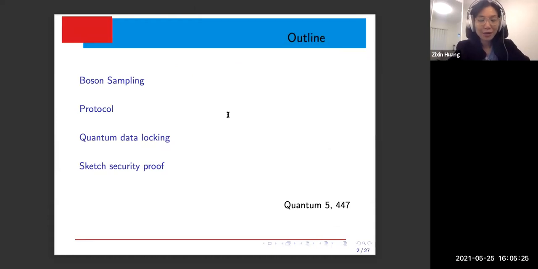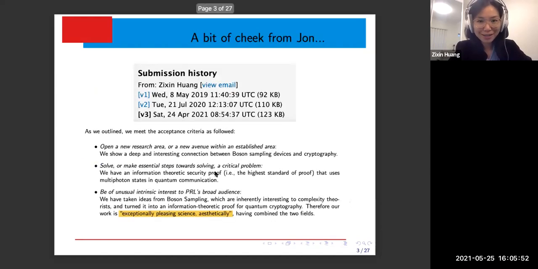So here is a roadmap for where we're going. I will first talk briefly about boson sampling, and then I'll discuss our protocol. Then I'll tell you about quantum data locking, and then I can show you a sketch of the security proof. It's a sketch because the real thing is about, I want to say, 15 pages, but the paper is out there.